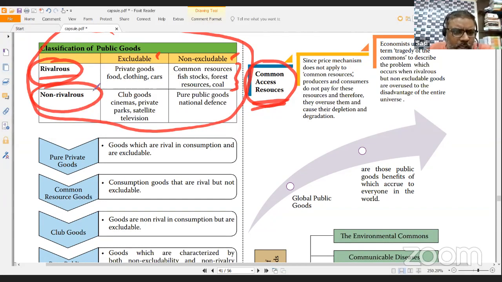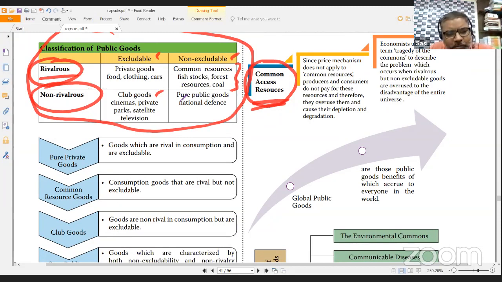Then non-rivalrous but excludable. For example, these are what are called club goods. Cinema theaters are the best example. You are enjoying the movie. When you are watching the movie in a cinema theater, is it stopping somebody else from enjoying the movie also at the same time?